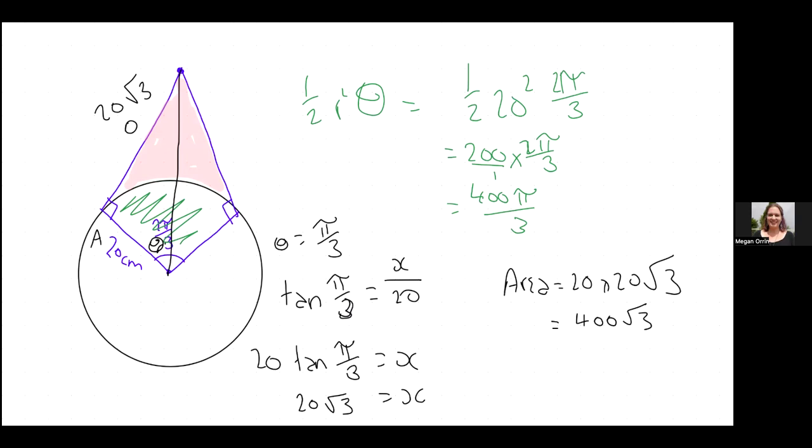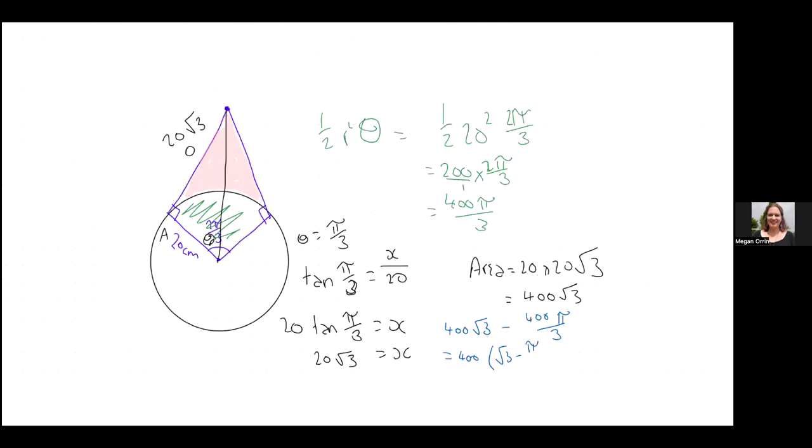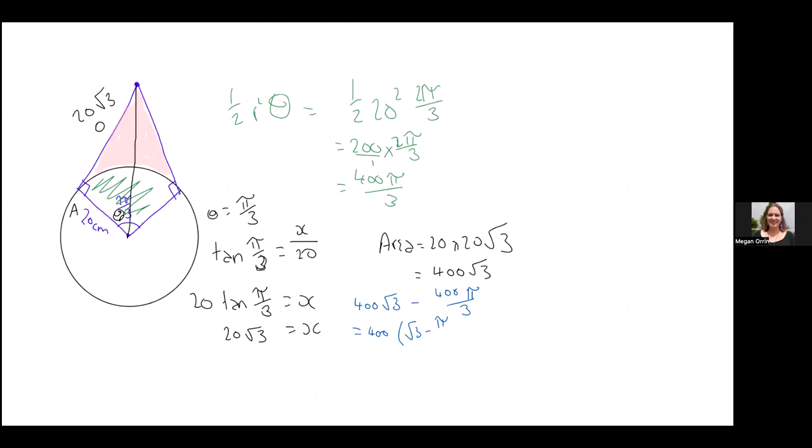So then I've got 400 root 3 minus 400 pi over 3. And if I type all of that into a calculator, I'm going to get, I mean, basically that, right? So 400 and then root 3 minus pi over 3. I'm just taking out 400 as a common factor and writing it like that, but you can't get any simpler than that, right? So this is the area of the shaded region of that shape.